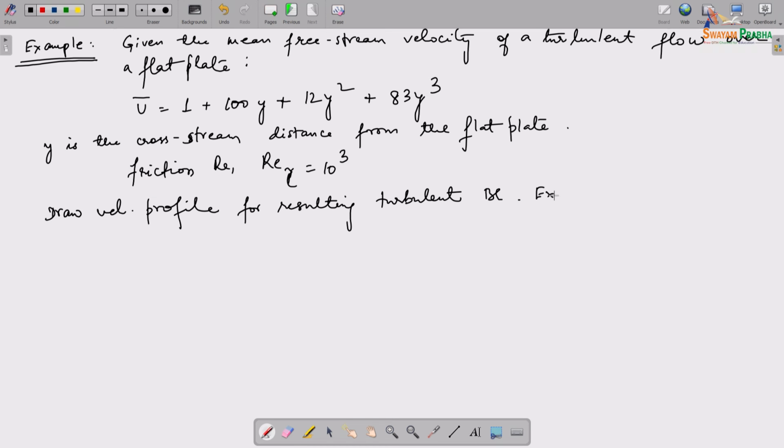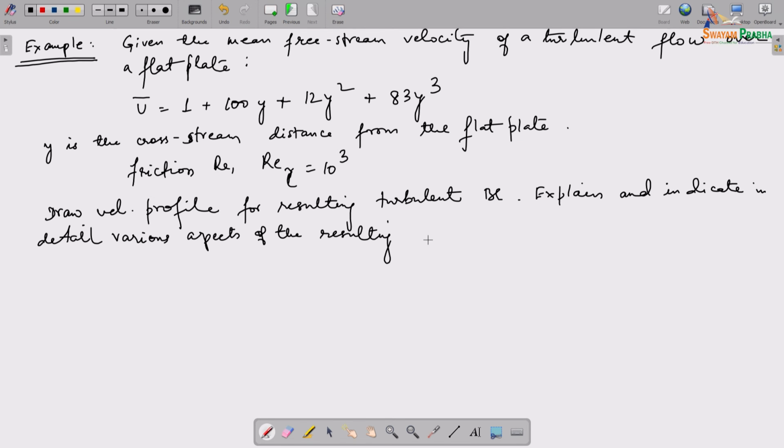Explain and indicate in detail various aspects of the resulting velocity profile in the turbulent boundary layer.